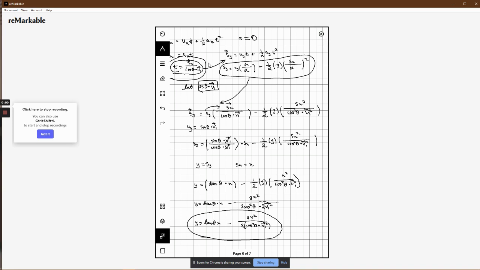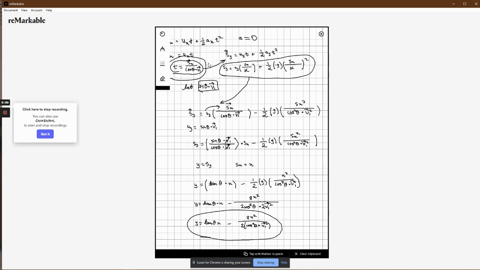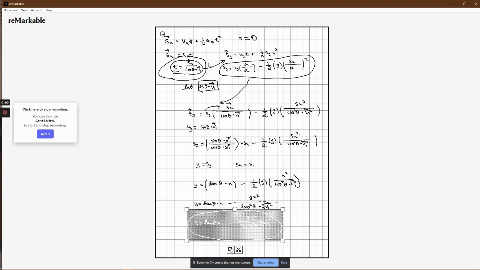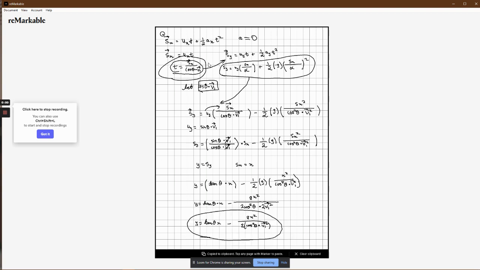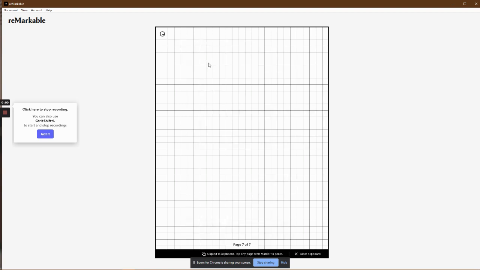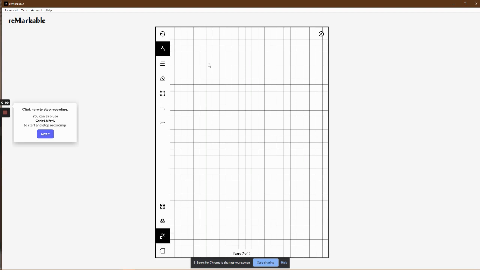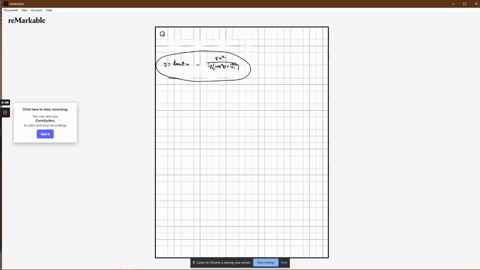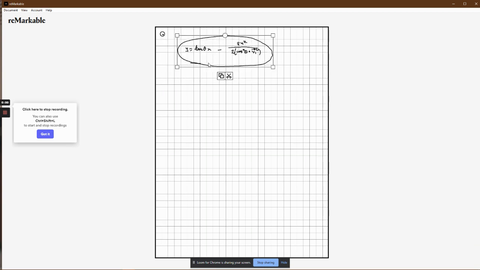Let me select this. Select, copy, paste it into a new one. Oops, wrong pen. Alright, so we let y is equal to some function of x.